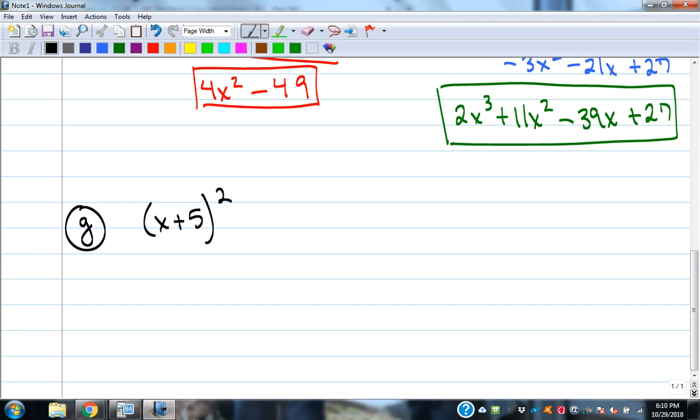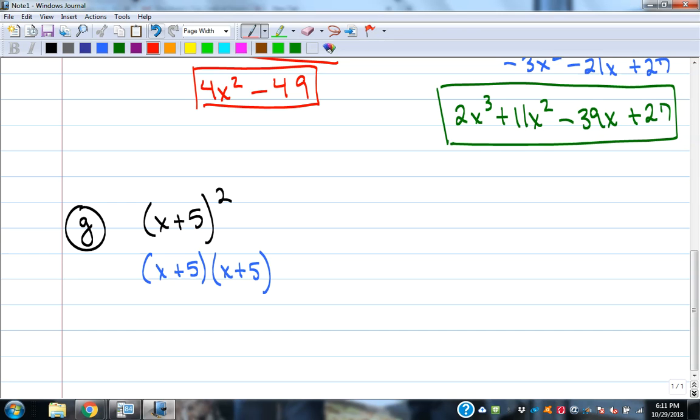x plus 5 squared. What's it mean to square something? Times itself. So this is really x plus 5 times x plus 5. It's not x squared plus 25. Just go ahead and tell you that. If you've already worked it and you got that, you're wrong.